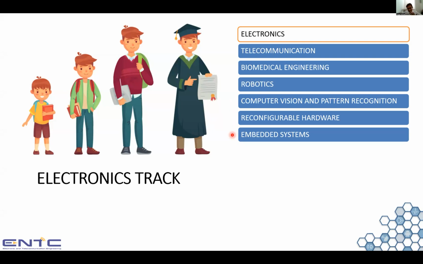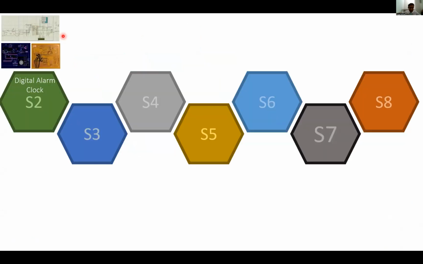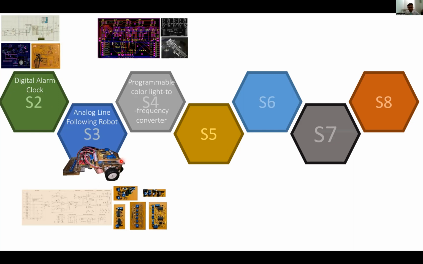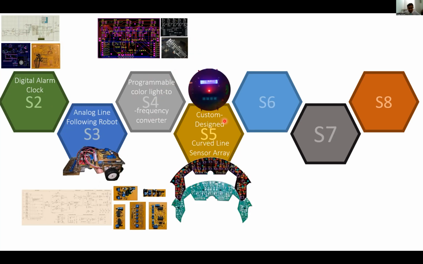I will briefly talk about the electronics track, how a student would progress through the electronic track, so that you understand that so many things are there to learn if you want to obtain a fully fledged degree like in our department. Initially, maybe they will do in semester 2 a digital alarm clock, for example. Then maybe in semester 3, they will start designing a little robot like that. Maybe you also would be able to design robots like this after taking the course that Dr. Charles would conduct for you. And then maybe a programmable color to light frequency converter. You can see the printed circuit boards that they have designed actually. Then this is a curved line sensor array robot.